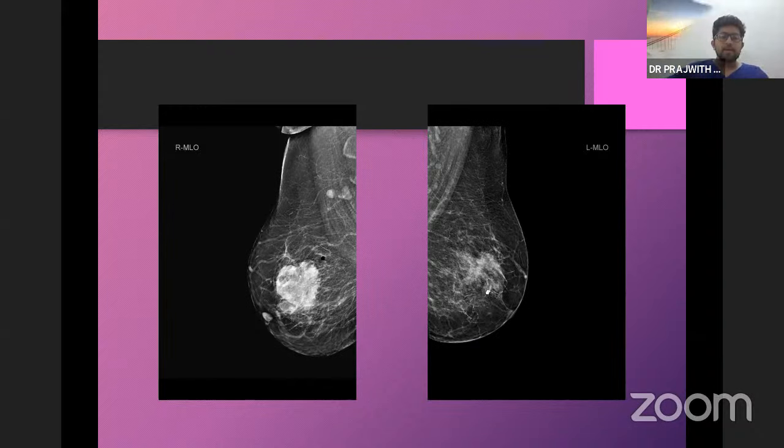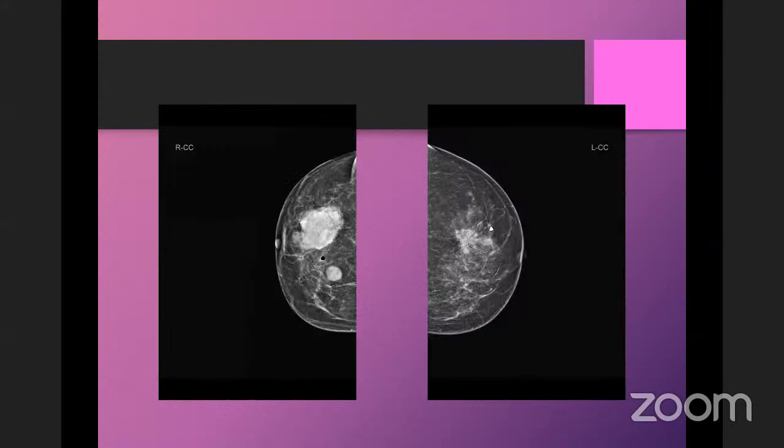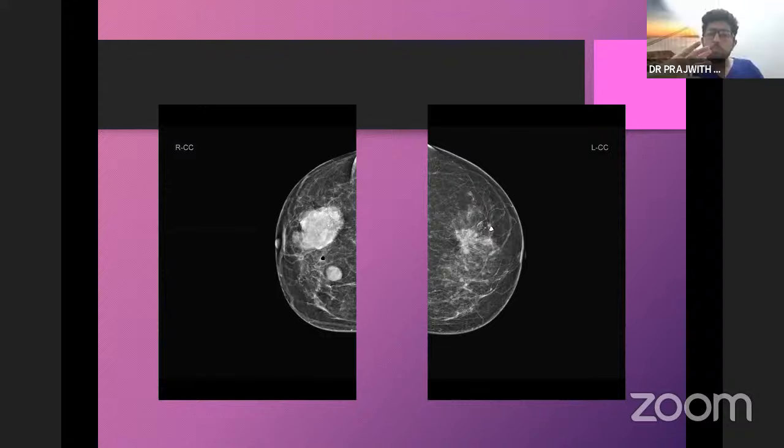So we can take a complete lateral view. Now we have taken a mediolateral oblique. Whenever in a mediolateral oblique view we don't see anything, we take a complete lateral view. Whenever we are not seeing something in a craniocaudal view, we'll rotate the breast and take a craniocaudal view. So the tissues would have changed their directions.